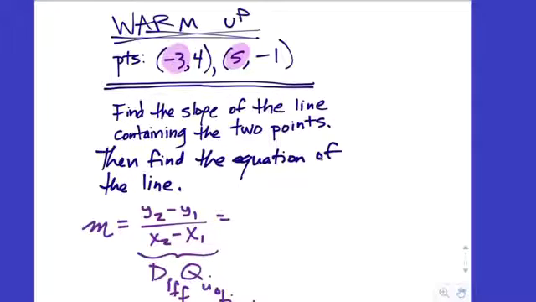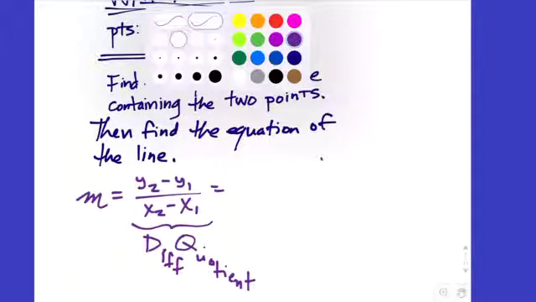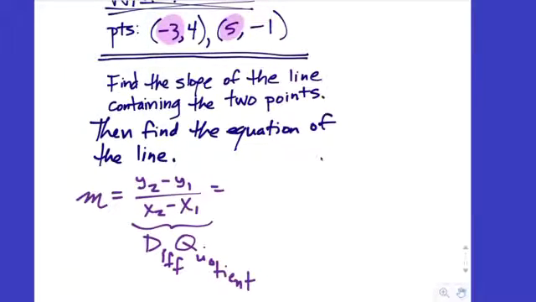So when we start looking at applications with time, then the change in Y ends up being the displacement if you do it that way. If not, it's the opposite of displacement. So we'll plug in the -1 first. So -1 minus 4 all over 5 minus -3. So there's your difference quotient plugged in, and now we evaluate it, and you get -5 over 8.